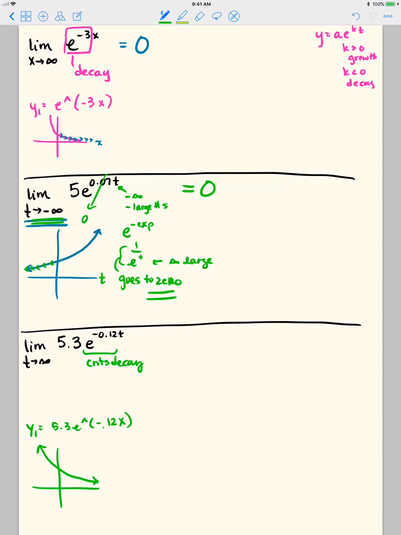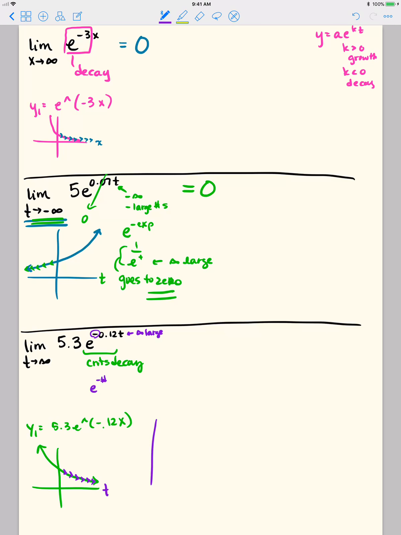So it's just your basic continuous decay with a 5.3 y-intercept. And if you look as that t value approaches infinity, again, you're just looking at what happens to the function when those x values get infinitely large. And because this is a decay function, that exponent is going to get infinitely large times this negative number. You're still going to have e to a negative number.